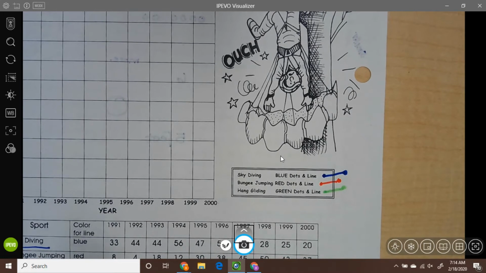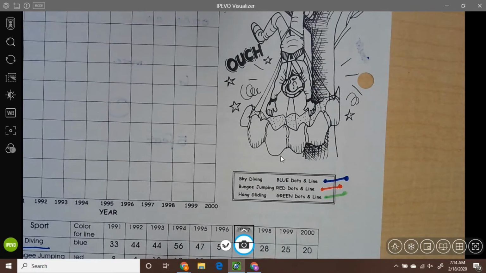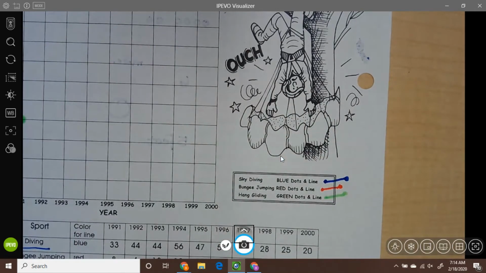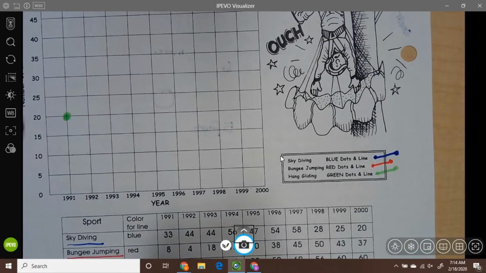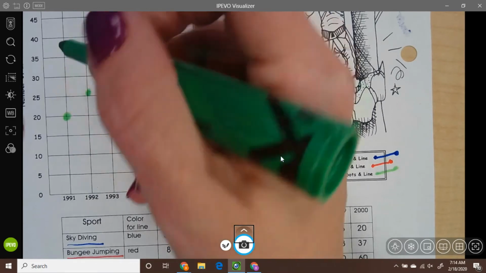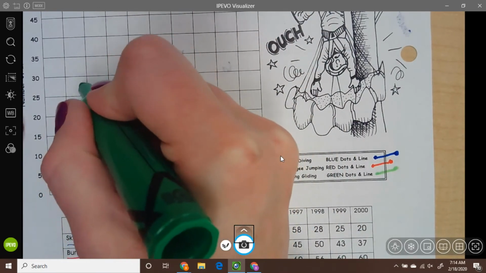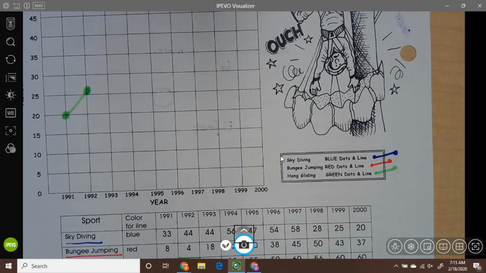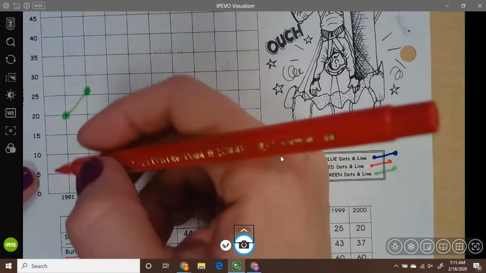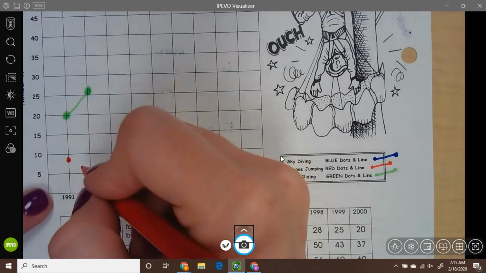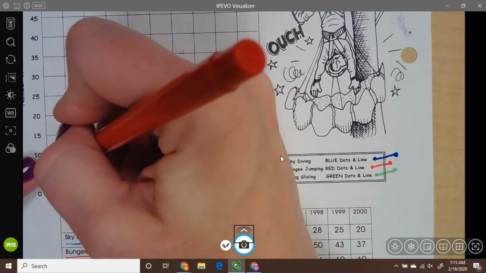Okay, so in 1991 for green, we have 20. So we would put a dot right there. So I would have filled in that data, and then 1992 would be 26. So I would put a dot there, and then I would connect them with a line. And then I keep going, whereas my red will be on the same one. So my red in 1991 will be 8. And then 1992 will be 4. And then I connect those with a line.